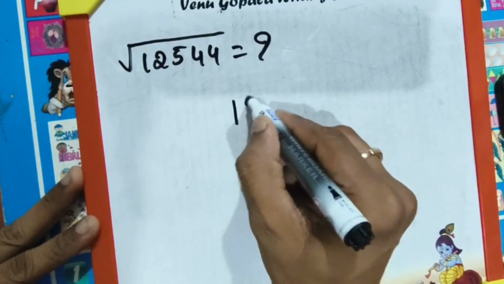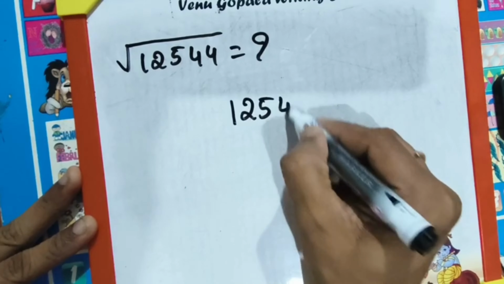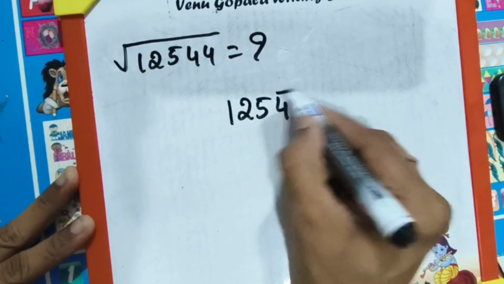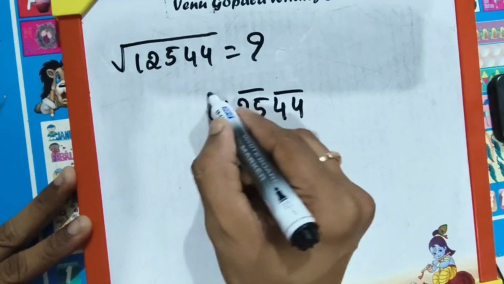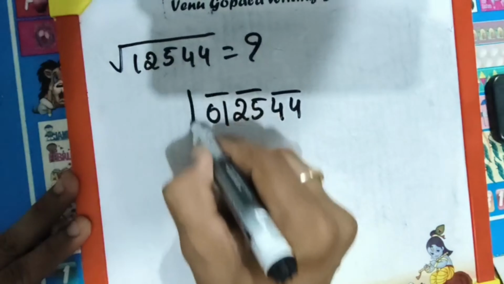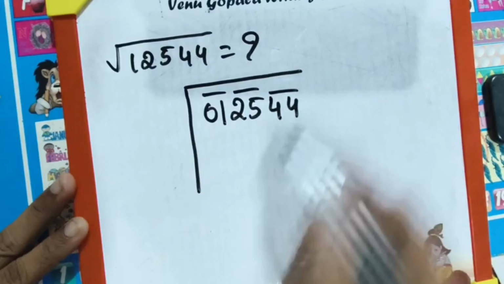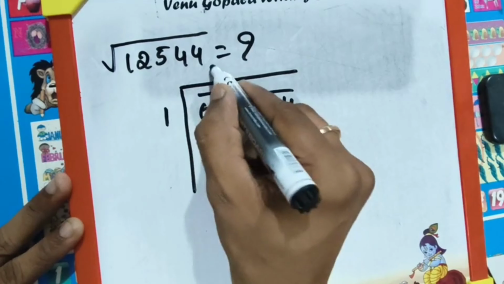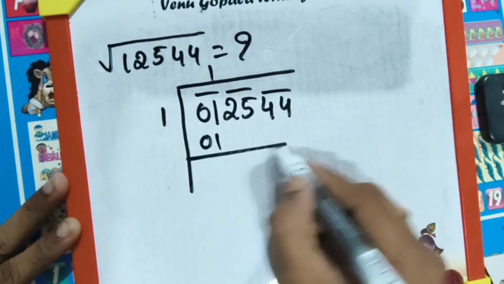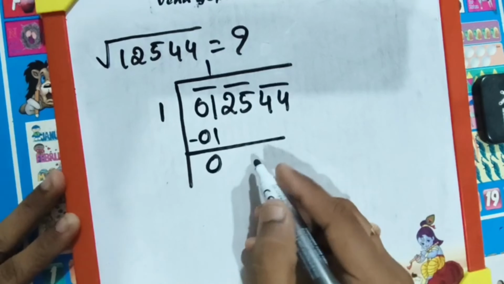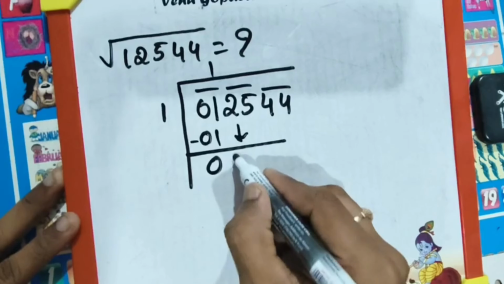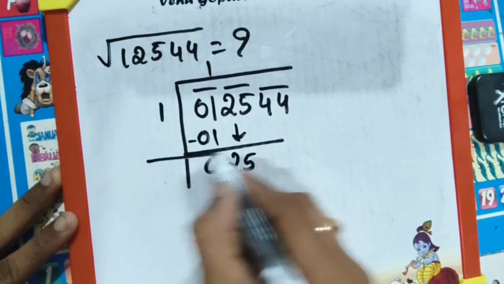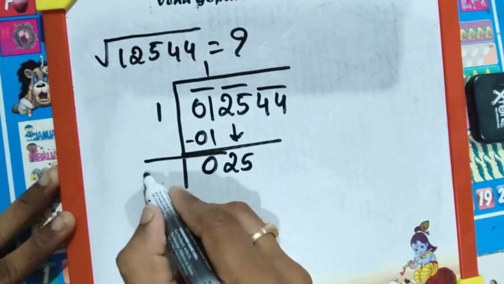Find the square root of 12544. It is a 3-step method. Please be careful. Do watch it. Now, make a group of two numbers: 44, 25, 01. 1 1 is 1. Let us take 1 square is 1. 1 minus 1, 0. Carry this 25 now. What is the next step? Add these 1 plus 1, that is 2.